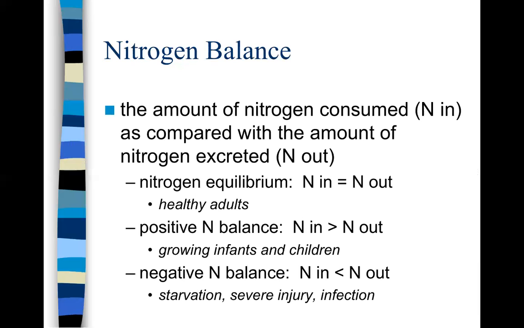In cases of negative nitrogen balance, we're not taking in as much nitrogen as we're excreting. So this can happen in starvation, where we simply don't have enough nitrogen. This can happen in severe injury and also in infection.